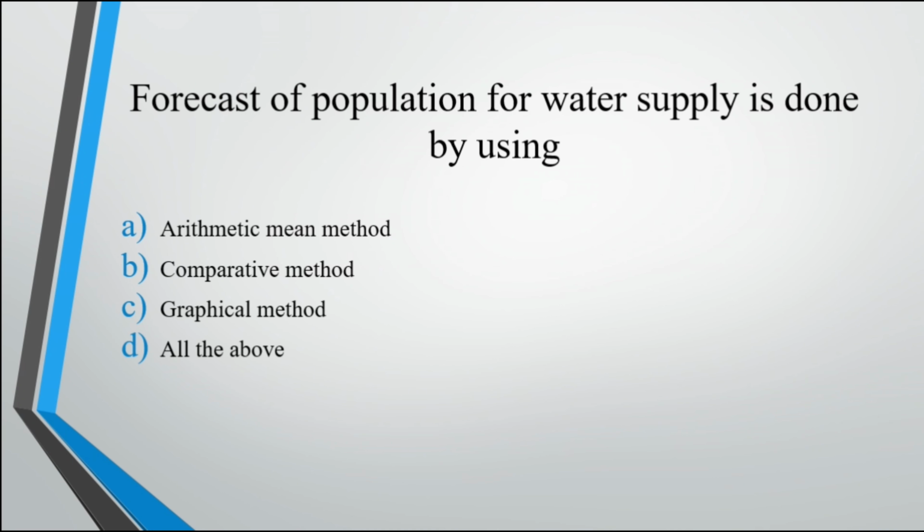Next question, forecast of population for water supply is done by using option A, arithmetic mean method. Option B, comparative method. Option C, graphical method. Option D, all the above. So the answer is option D, all of the above.